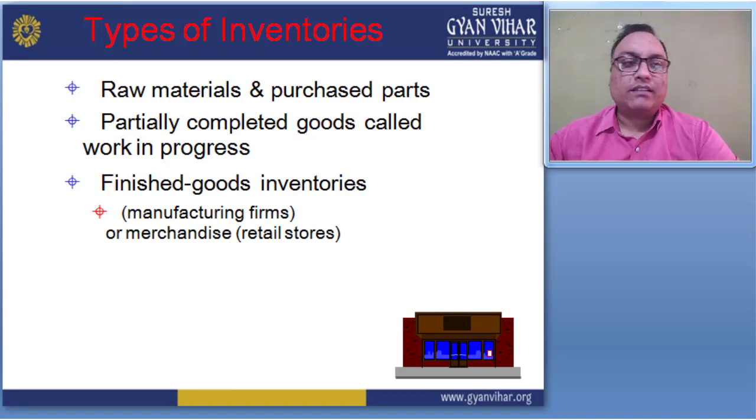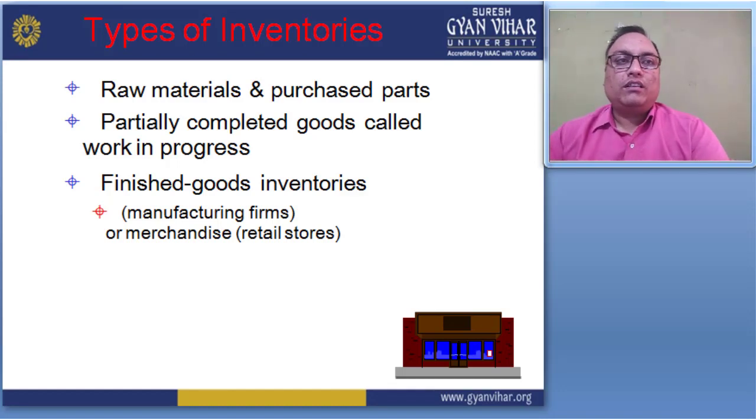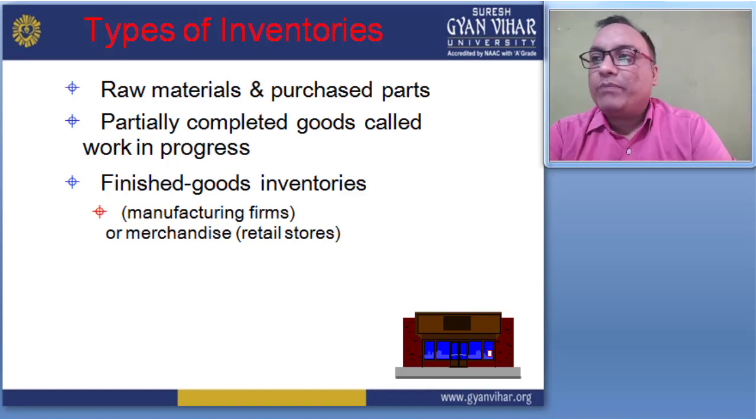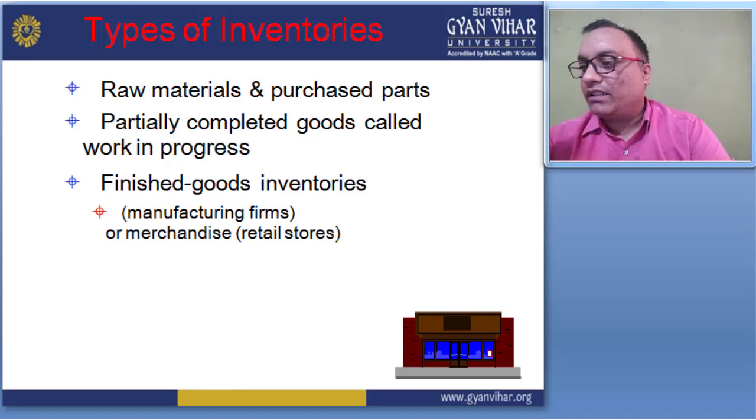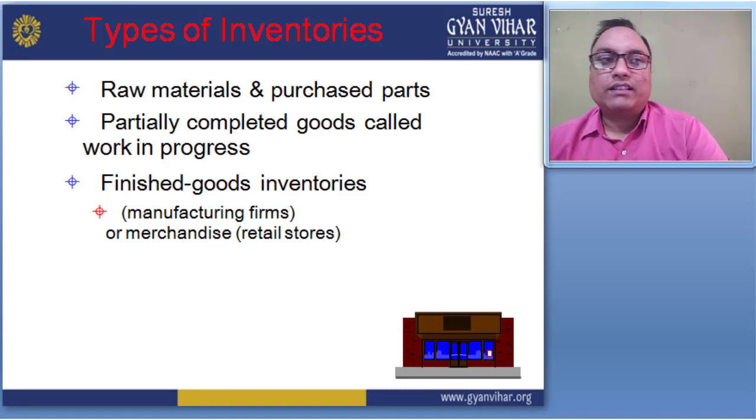So in this case, this type of inventory is divided into four parts, right? First one is raw material, second is work in progress, next is finished goods inventory, and finished goods inventory is for the manufacturing firm and merchandise for retail stores only, right? So these are the different parts for this case.